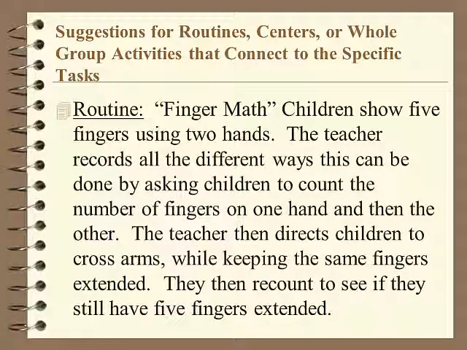Routine finger math. The teacher will say a way to make 5 using 2 hands, for example, 4 and 1. Then the students will show 4 fingers on one hand and 1 finger on the other. The students can count the fingers using their chin. The teacher then directs students to cross arms while keeping the same fingers extended. The students can recount the fingers to see if they still have 5 fingers extended.